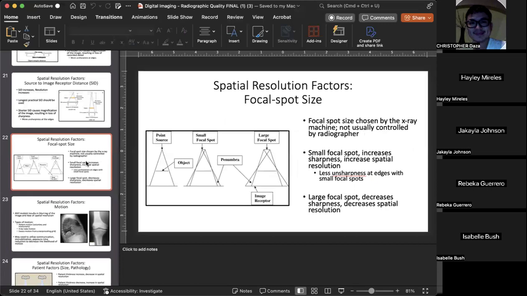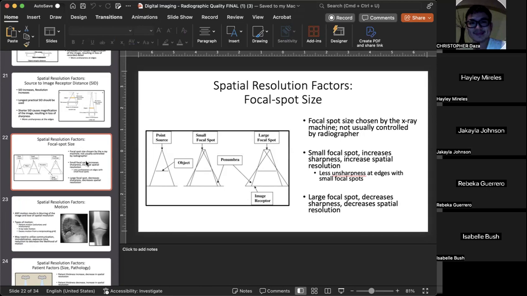Now, something that changes nowadays that we really don't control anymore is going to be the focal spot size. So back in the day, you used to be able to choose which focal spot you're going to use. Nowadays, most X-ray tubes are choosing the focal spot for you. Okay.